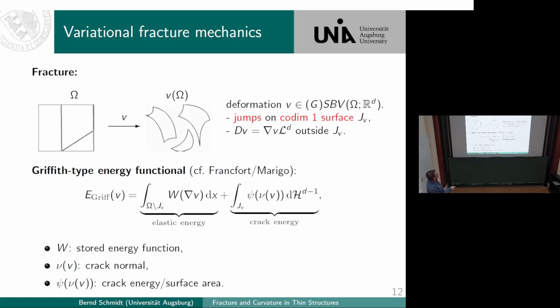And now I have to augment this by some crack energy contribution. So this is exactly as before. And here I get another integral over the crack set, where this psi is something like the crack energy per surface area. In the brittle case, in the easiest case, I get something like this, which basically tells me how big the crack is that I have introduced. And then this would be called the Griffith-type energy functional, the variational description of these at the same time brittle and elastic materials. Okay, so far for the variational setting.